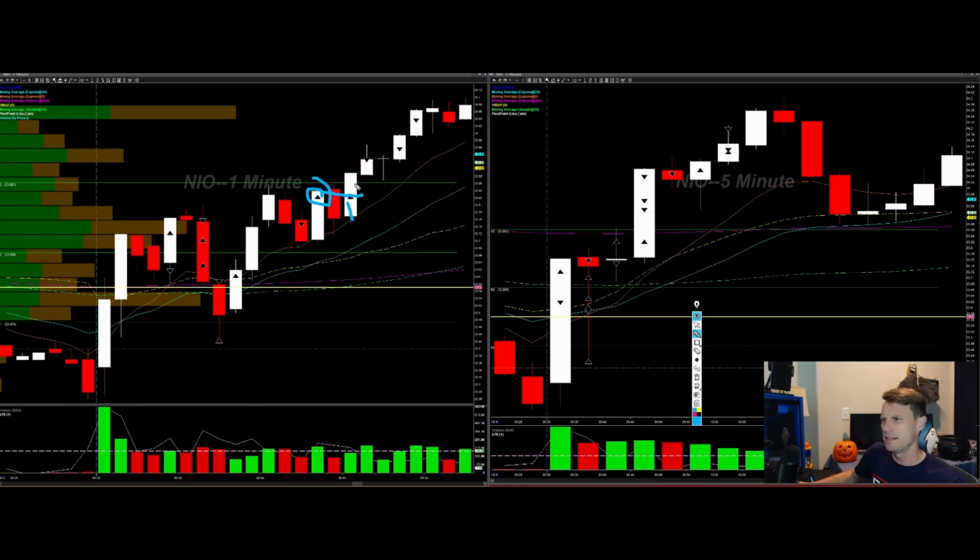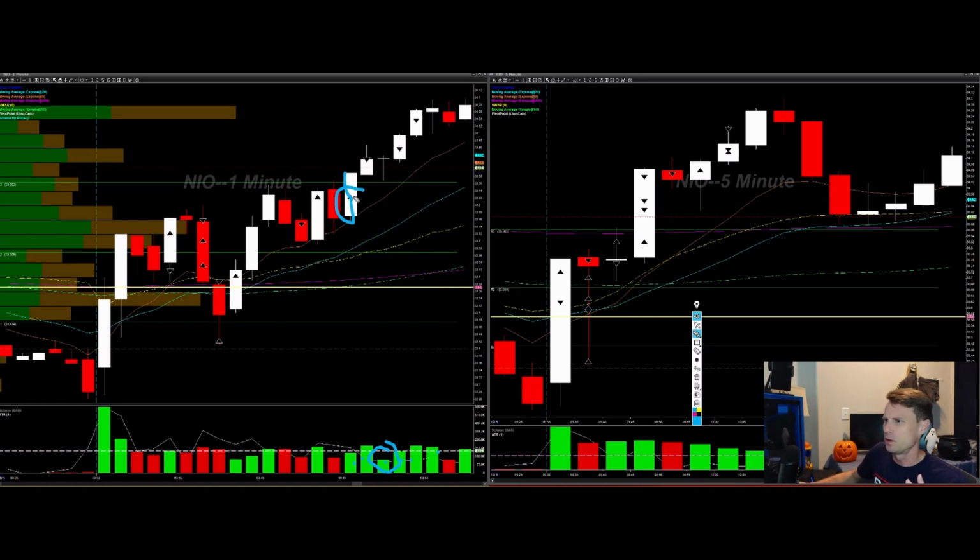This was basically a play for the break of high of day. This was a high of day break, bounce off the 9 EMA, and that's exactly what happened. We had a small candle here with green volume, but as you can see, green, green, green, green, green, green. Beautiful green volume all the way through this trade.